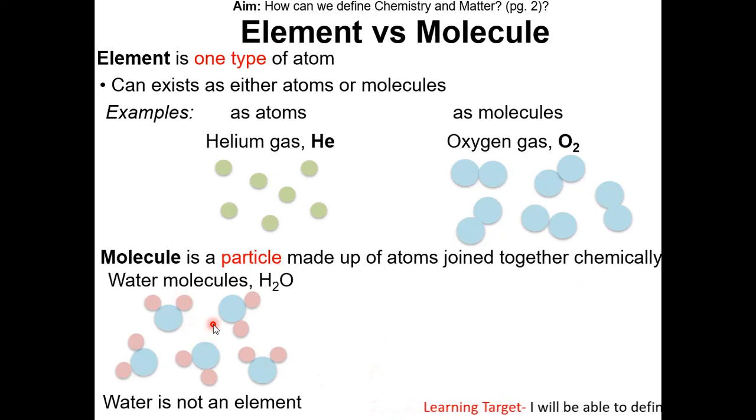Water is considered a molecule, not an element. If you look at the diagram and the chemical formula H2O, there are two elements bonded together, hydrogen and oxygen. Since water has two types of atoms, it is not considered an element, and since those two types of atoms are bonding together, it is considered a molecule.